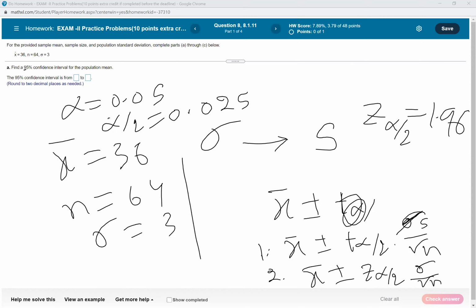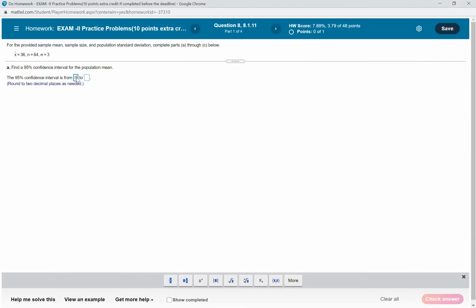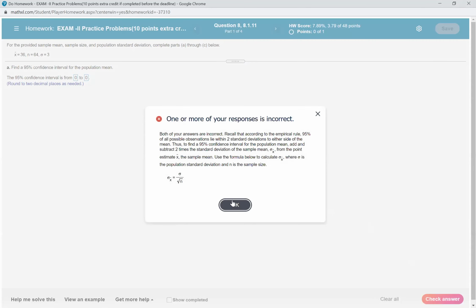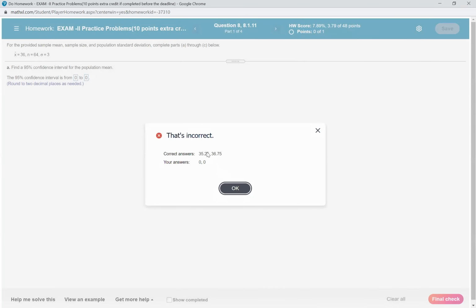Okay, then you have to plug in all the numbers in the second formula, and you will get two numbers, the lower limit of this confidence interval and the upper limit of this confidence interval. Okay, so clear all. I'm just putting 0 to move forward because I didn't do the calculation. So you will do the calculation, okay? And if you have question, you can ask me. Yeah, so you will get the lower limit is 35.25 and upper limit is 36.75.